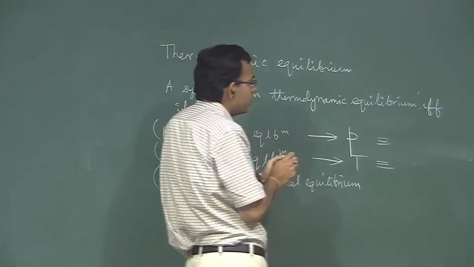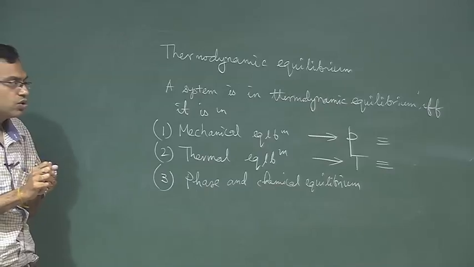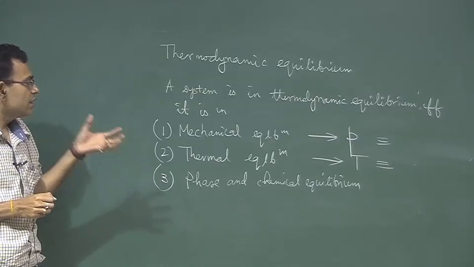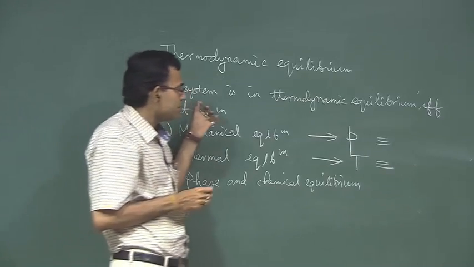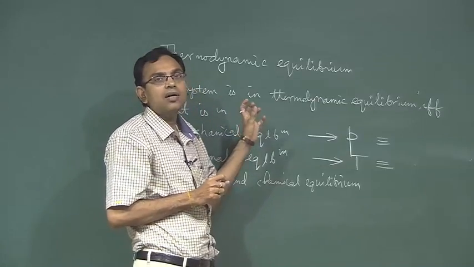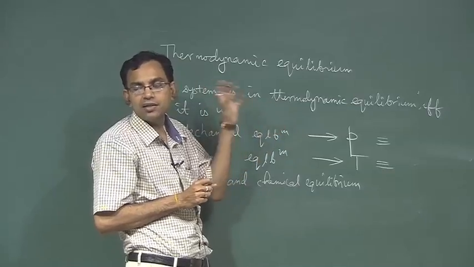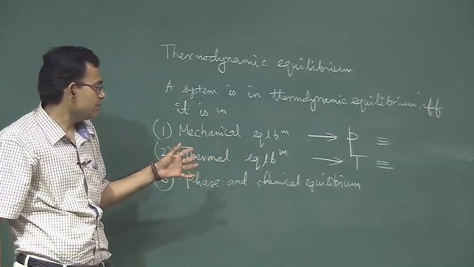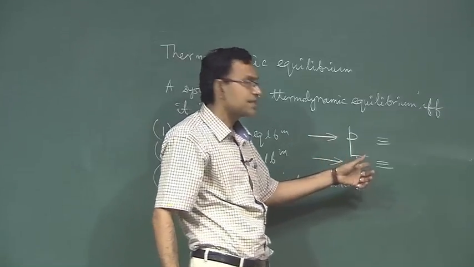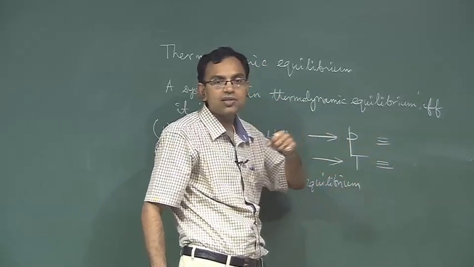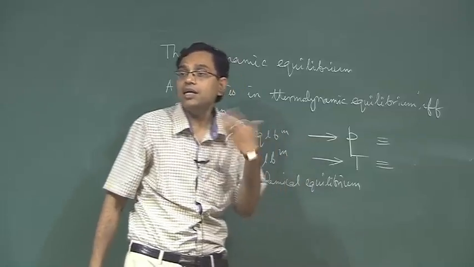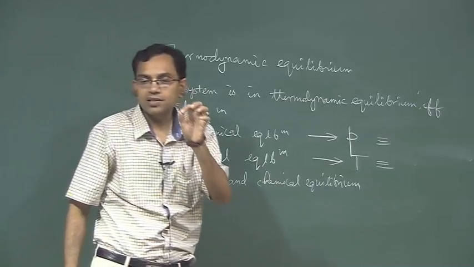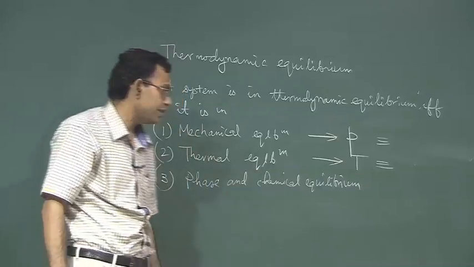The third point is very important: phase and chemical equilibrium. See, mechanical equilibrium is referring to the absence of a system undergoing acceleration. Where forces are balanced, it will not undergo acceleration. Thermal equilibrium is a consideration where the system has an equilibrium of temperature, so there is no net tendency of heat transfer internally within the system. There can still be a heat transfer between the system and the surrounding, but within the system there is no tendency of heat transfer between one point and another point.